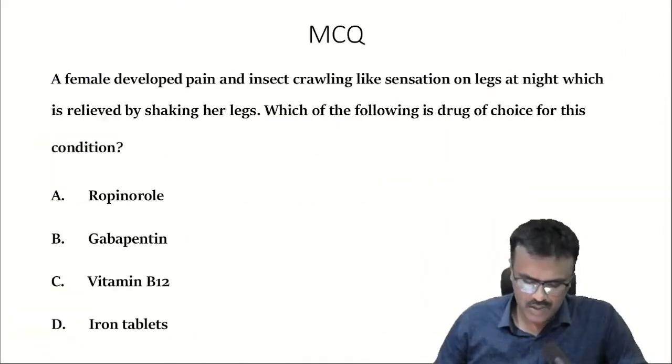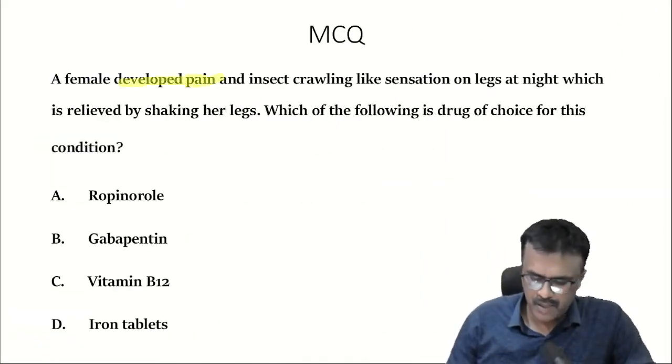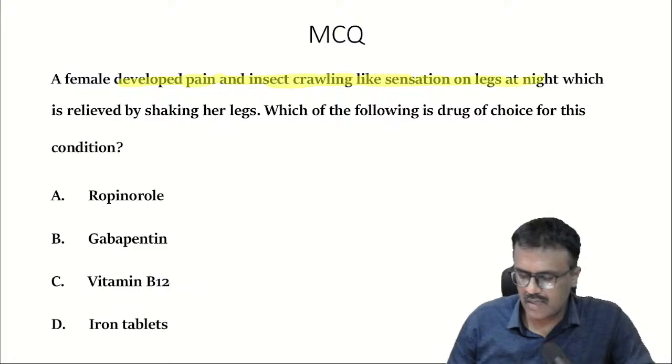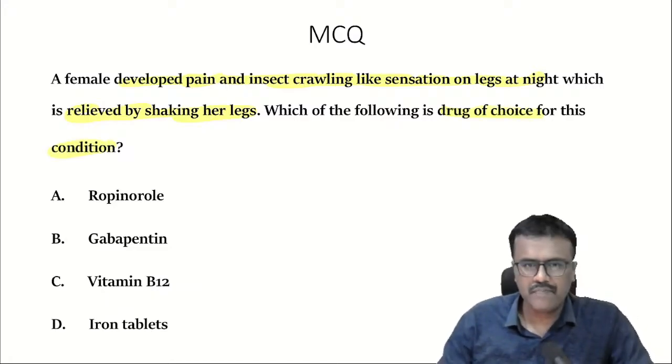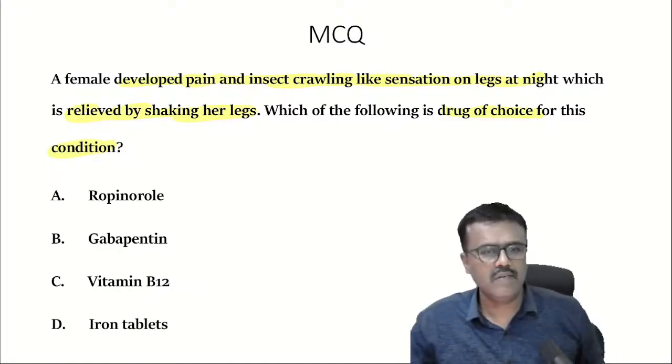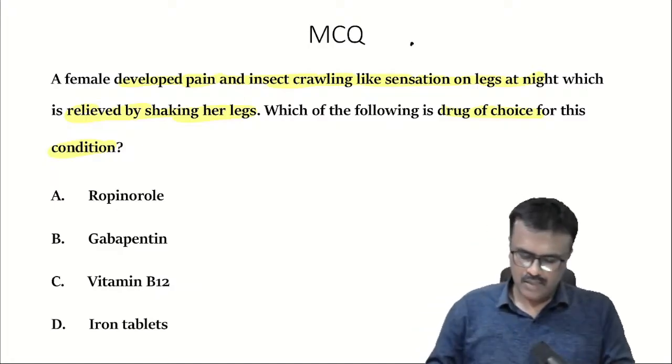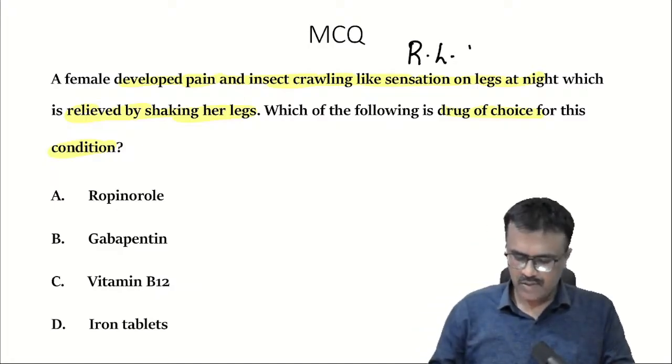Now moving on to the next one. A female developed pain and insect crawling like sensation at legs at night, which is relieved by shaking her legs. Which of the following is the drug of choice? Now what is this condition? Insect crawling like sensation relieved by shaking. It is restless leg syndrome.